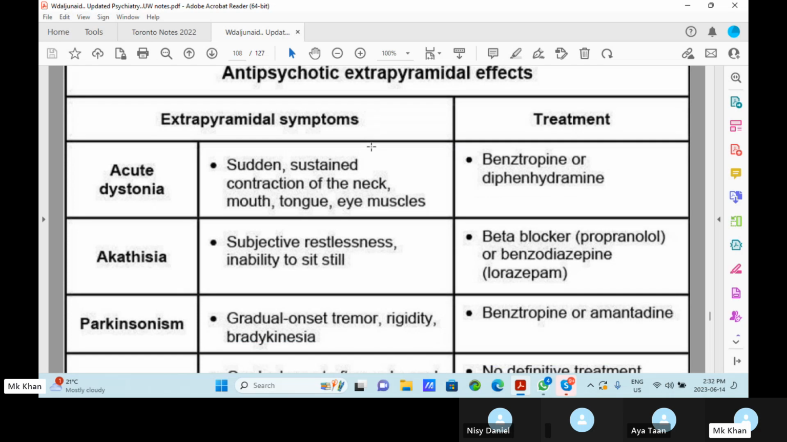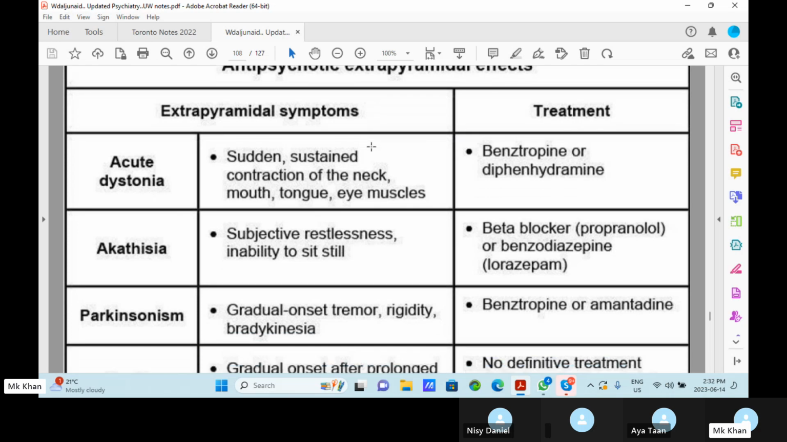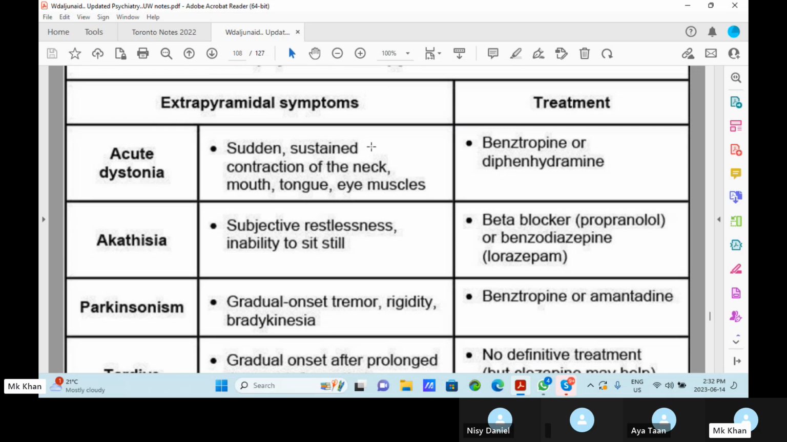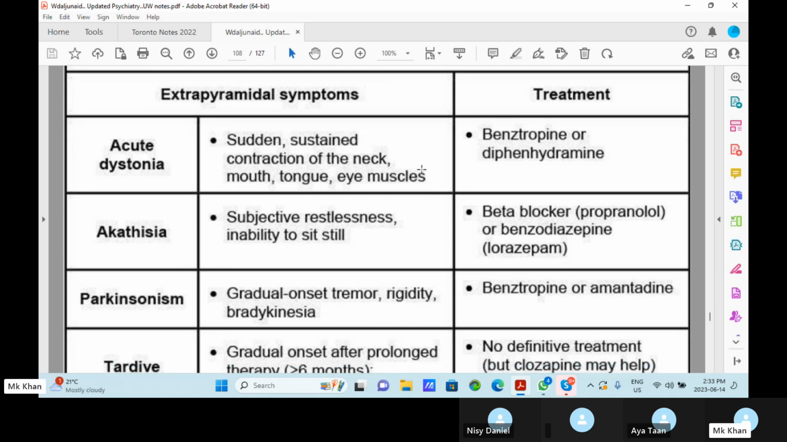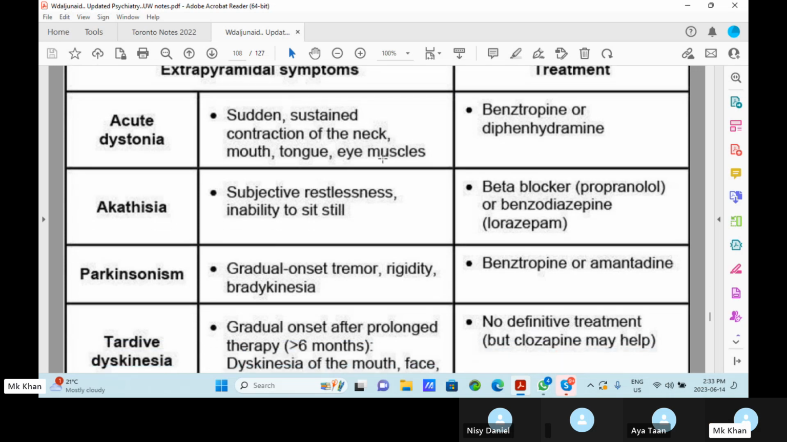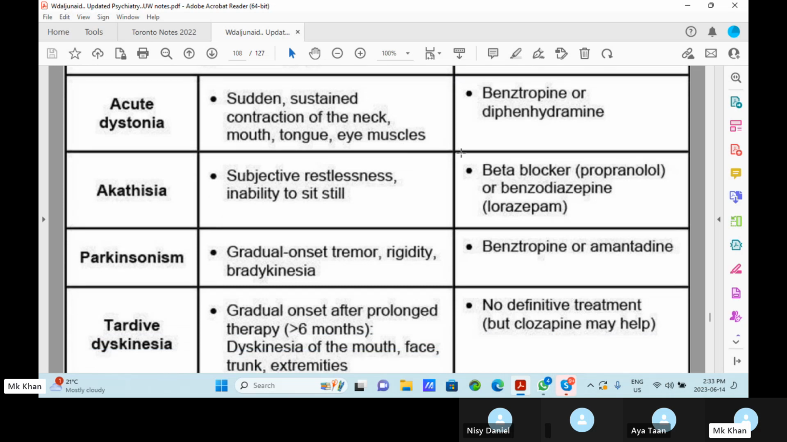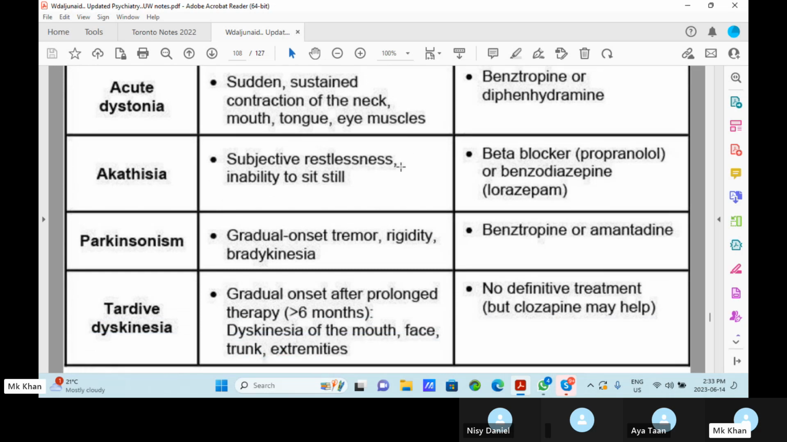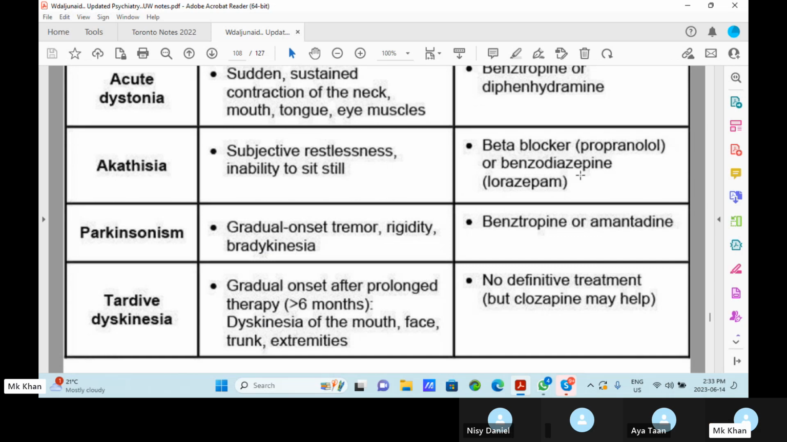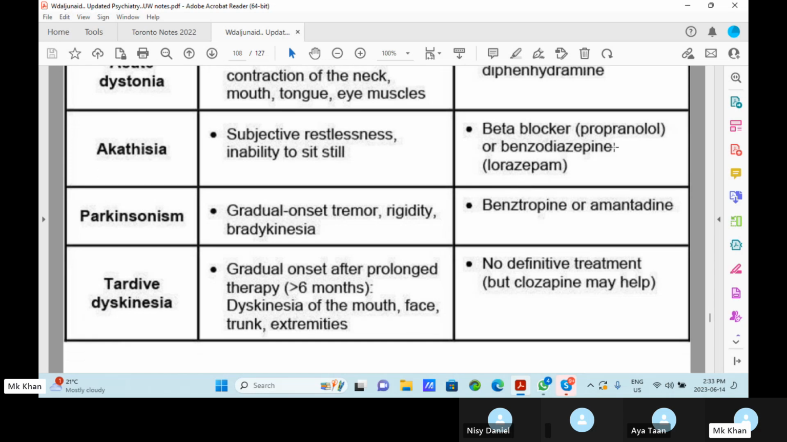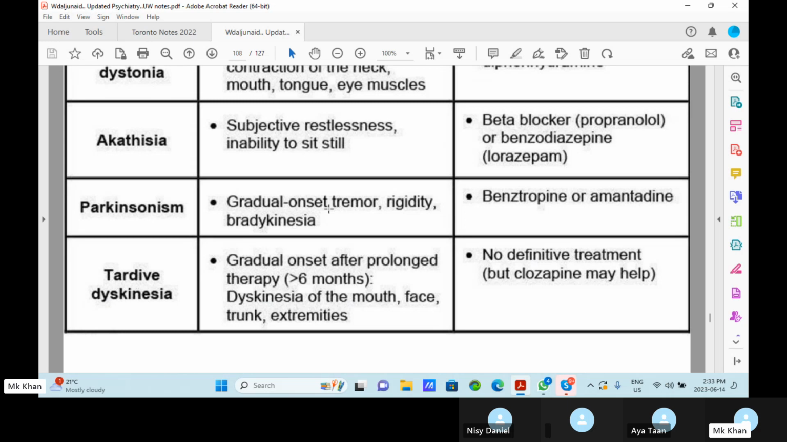So this is the same that we studied there. Acute dystonia, we are giving benztropine, and this is sudden and acute. So they will mention in the question stem like the patient has sudden contraction of the neck or something like that. So that is acute. Akathisia, the patient is not sitting and is very restless. So the management is beta blocker or benzodiazepines, or propranolol can be given.